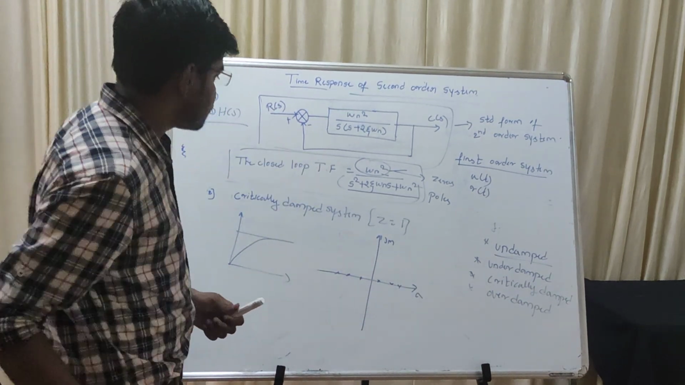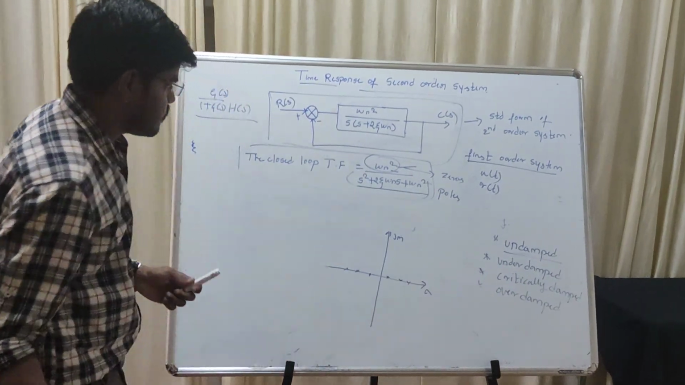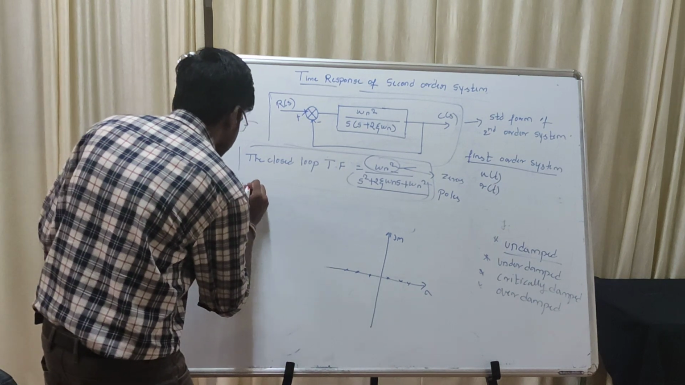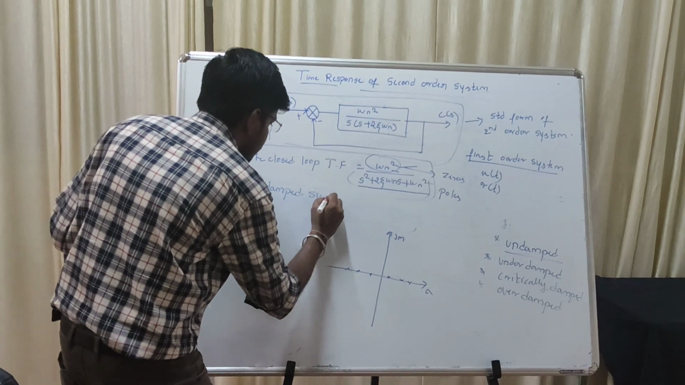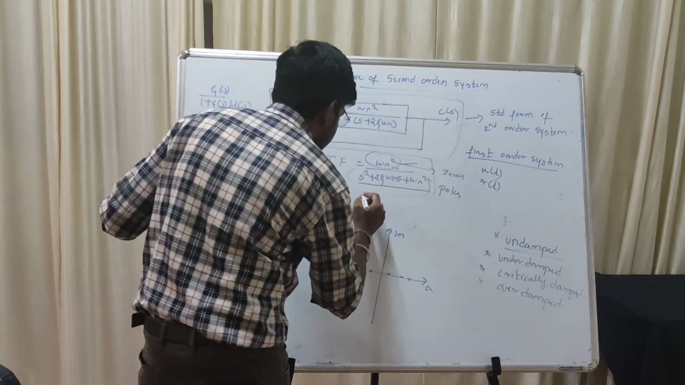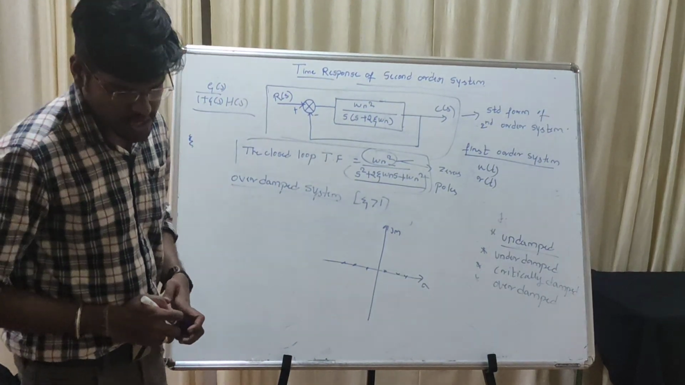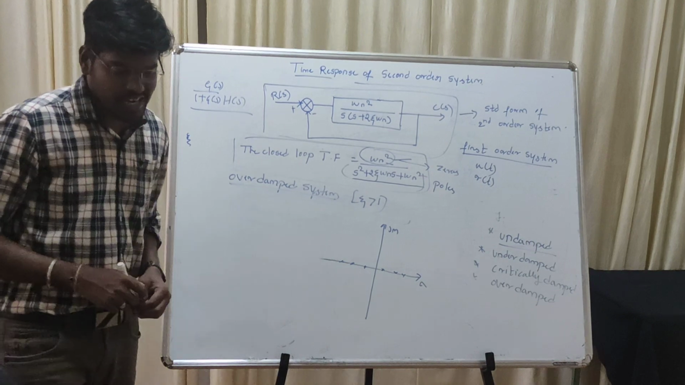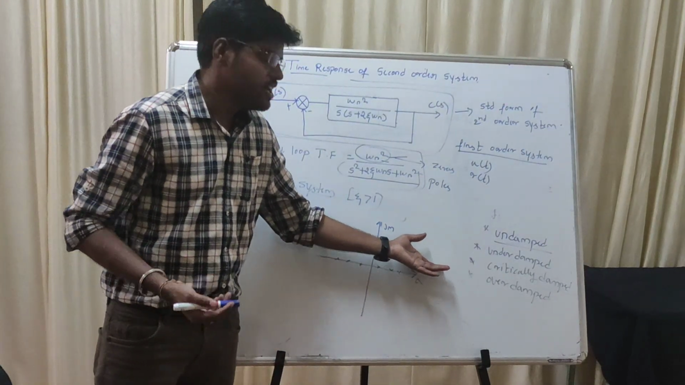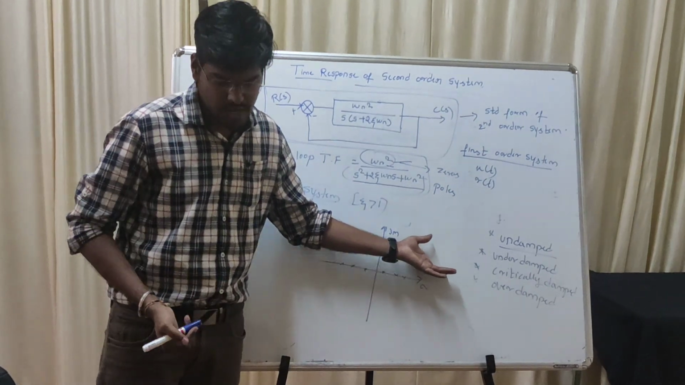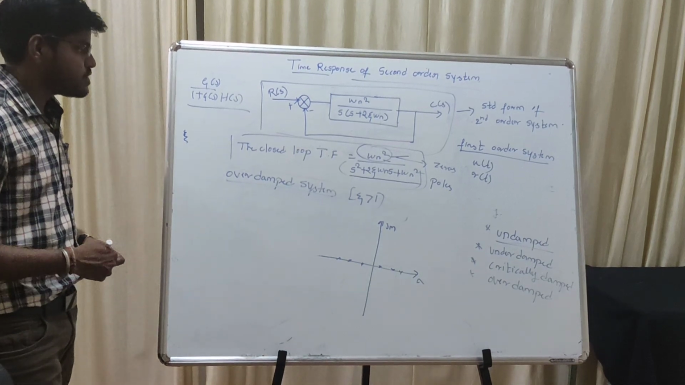The last one is the overdamped system. For an overdamped system, the value of zeta, the damping factor, is greater than 1, that is 1.5 for example. And the poles are real, negative, and unequal. In the case of a critically damped system, we got equal roots, whereas in the case of an overdamped system, the poles are real, negative, and unequal.